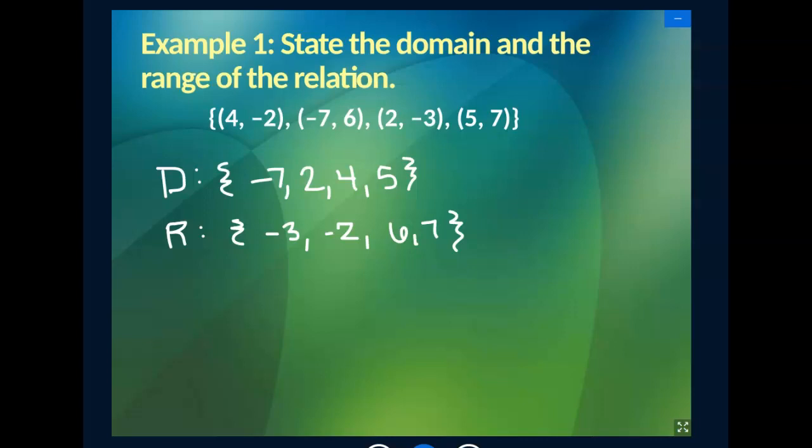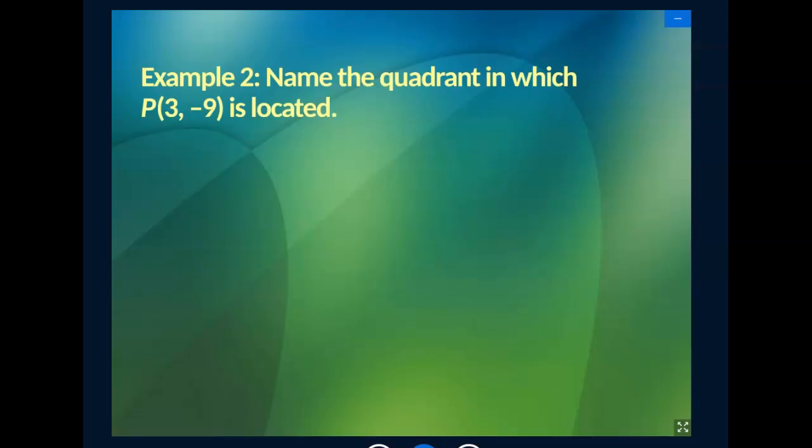All right, let's look at example 2. Name the quadrant in which the point 3, -9 is located. So you have a positive x value and a negative y value. So what quadrant would you have positive x's? Good. So we're going to have positive x's and negative y's in quadrant 4.